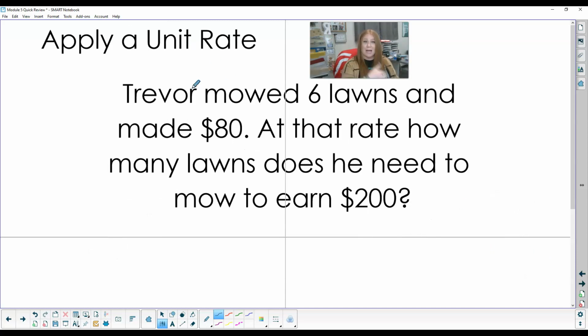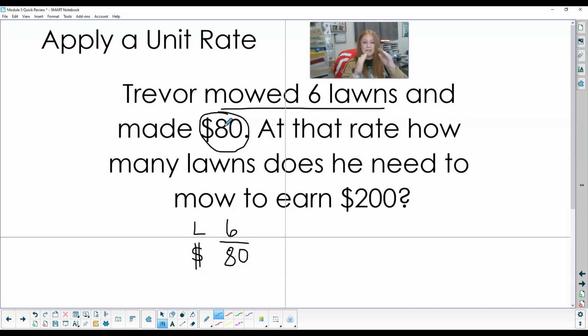So now we're going to apply a unit rate. So Trevor mowed 6 lawns and made $80. So he is mowing lawns and he is making money. So those are my 2 things that are happening. So he's mowing lawns and he has money. So when he did 6 lawns, he made $80. So I set up, what do I know from the start? 6 lawns is $80 every single time. 6 lawns, $80. Then it asks, at that same rate, how many lawns?